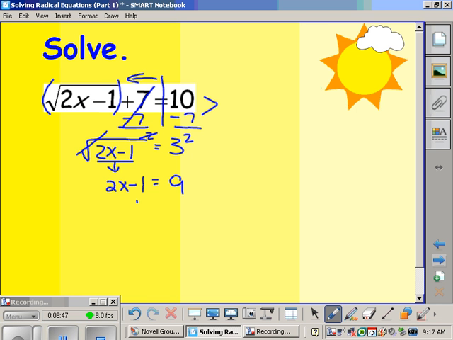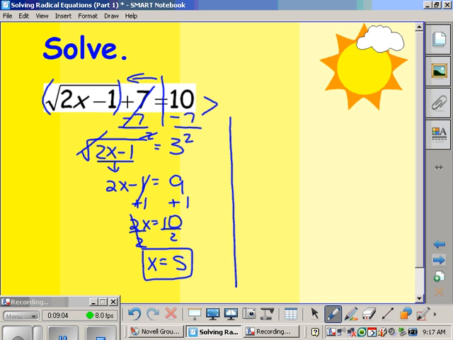Now we simply need to solve our equation. So to isolate the x, we will first add 1, then we will divide by 2. So x equals 5.